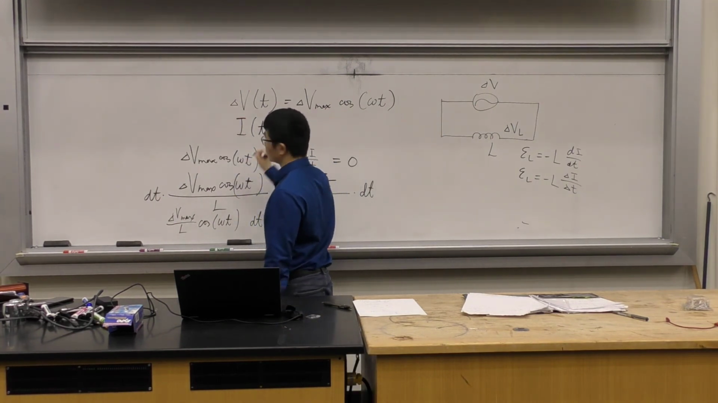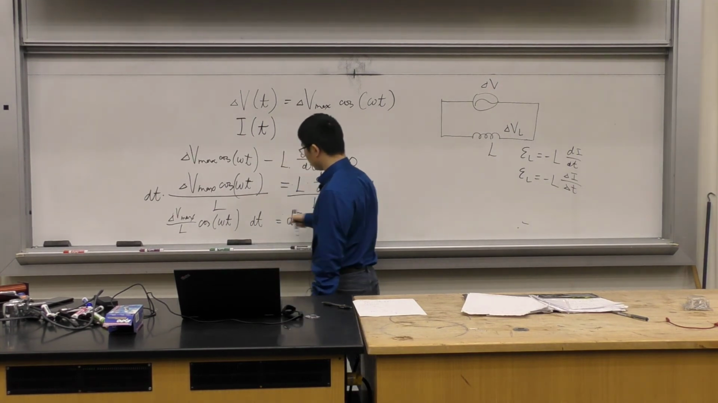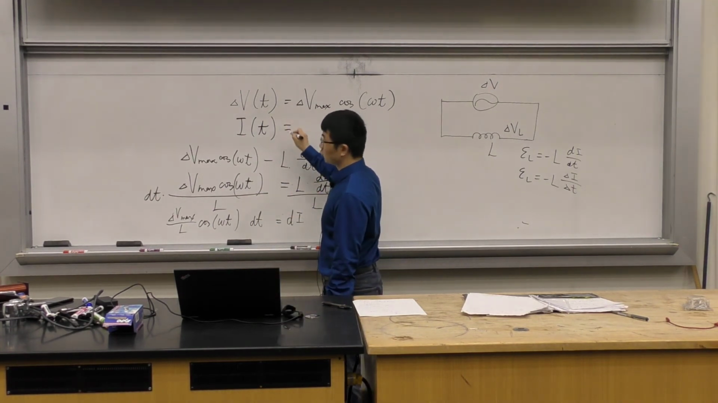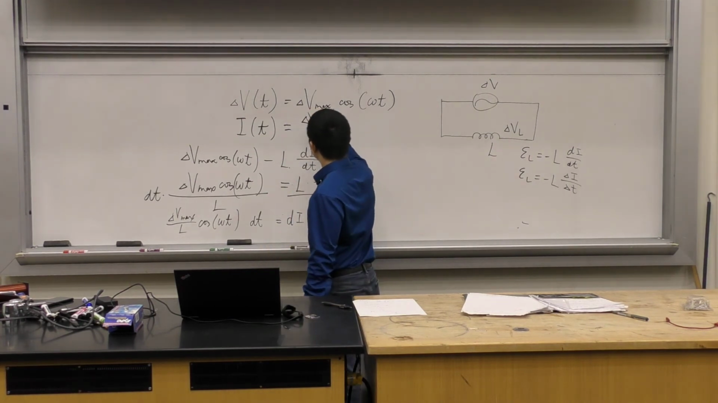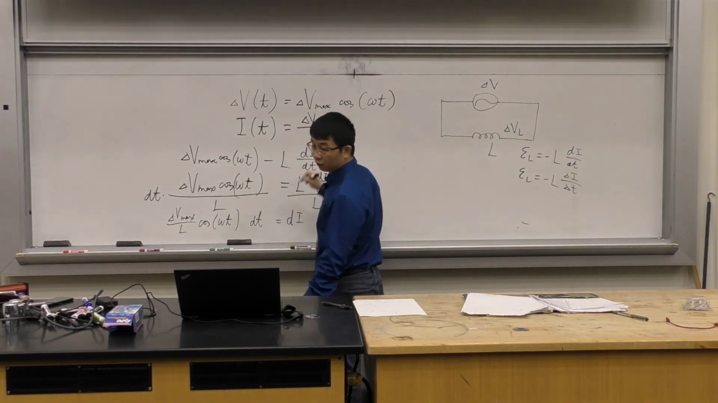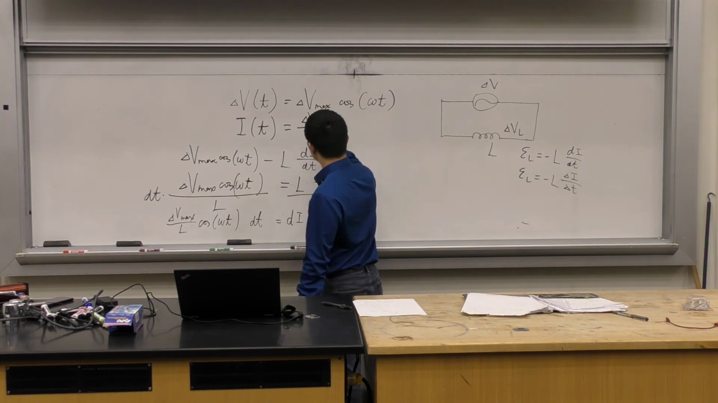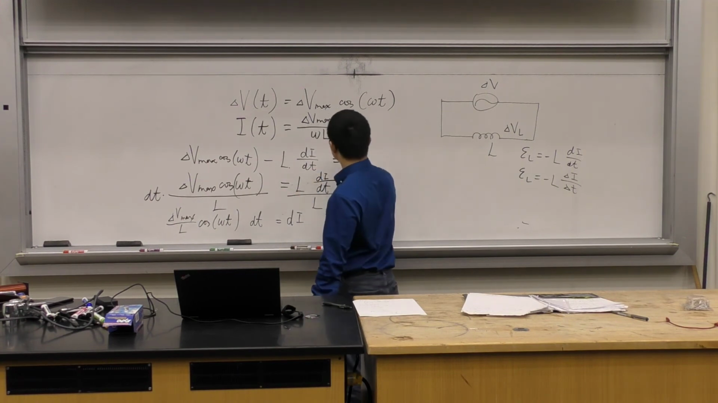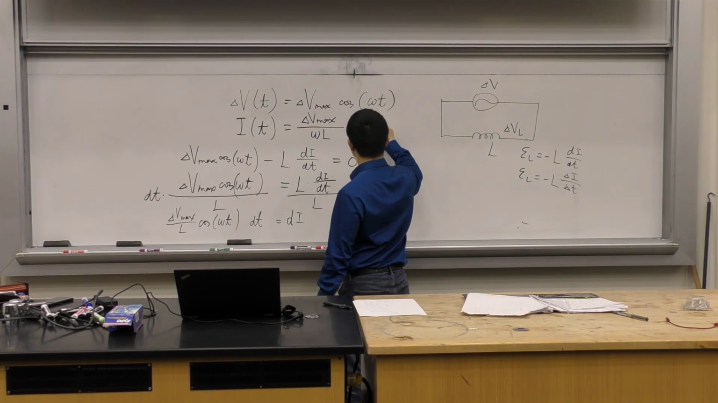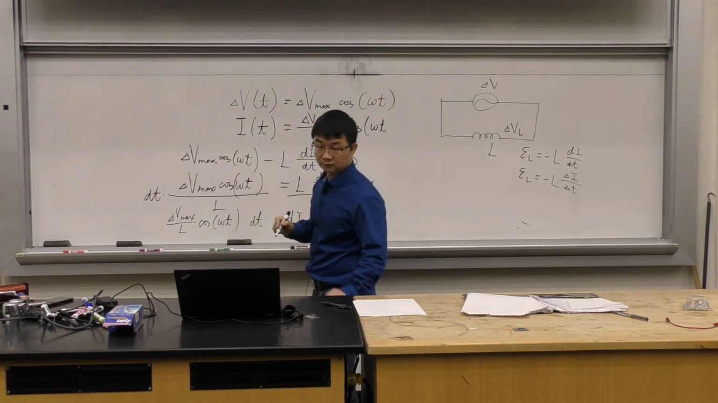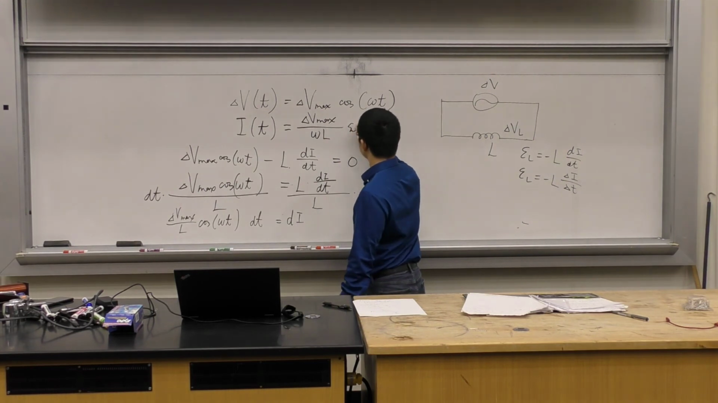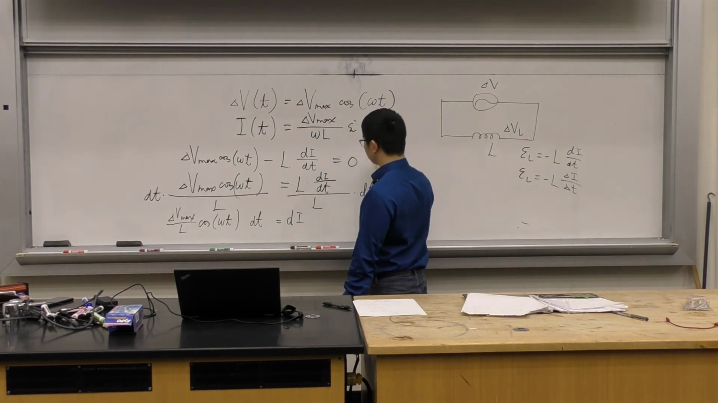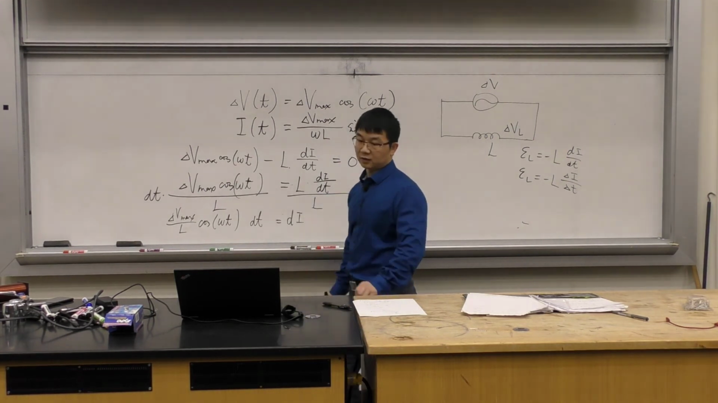It's also a function, but this function is a solution to this differential equation, right? And this is going to be V max over omega L, cosine omega t, sine omega t. Because if you integrate cosine, you will get sine, right?